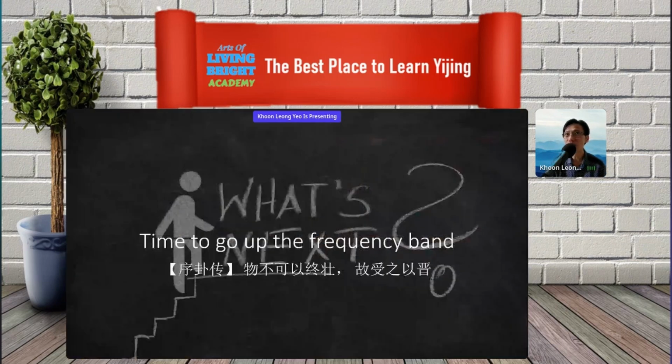Okay, let's move on to 35, advancing. Now, if Jack Ma had not made that blunder, he would have already hit this stage. That means the next frequency band, Ant Group being the biggest IPO so far. Xu Guozhuan says here, 物不可以中壮，故受之以静, which means when you hit a certain stage, you need to have a breakthrough to go up to the next band, which is even bigger.